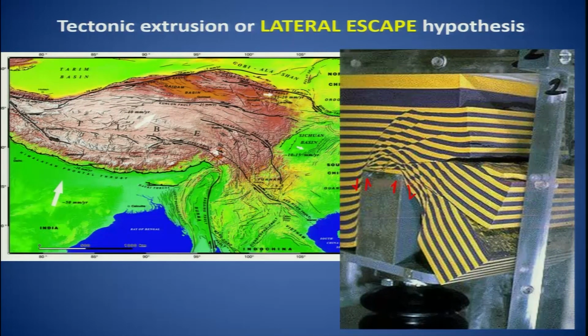And then the other faulting which we see here is the Kunlun fault or Altyn Tagh fault. So the tectonic extrusion or lateral escape hypothesis is explained with this. I'll stop here. Thank you so much.